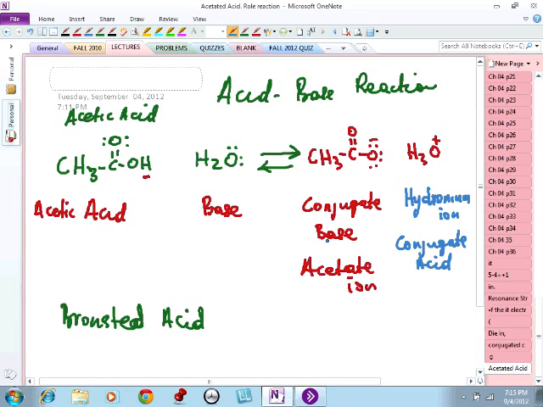Now, how do we know what direction this reaction will go? Notice what we've done here. We're giving you an equilibrium, so the reaction could go both ways. But in reality, the reaction goes more to this side, more to the right. How can we say that? How can we predict what direction this reaction will go?